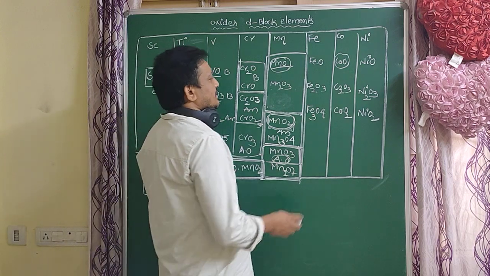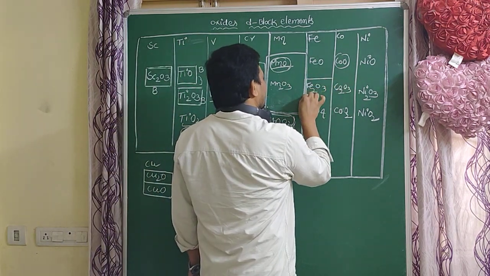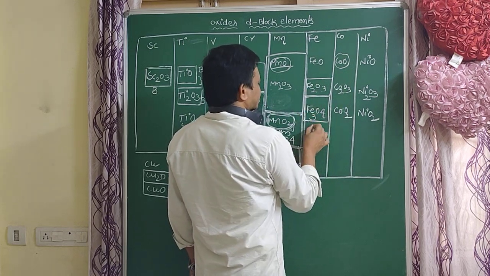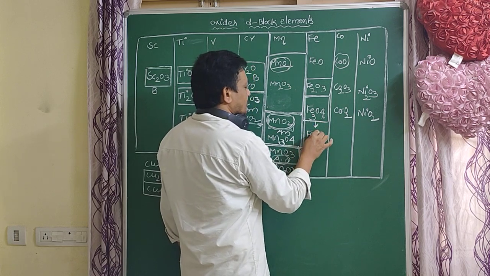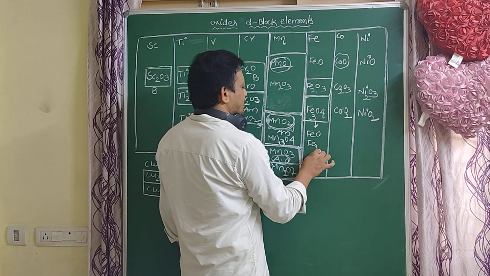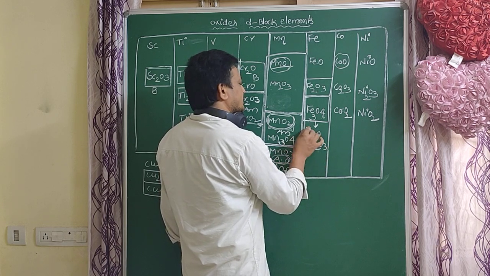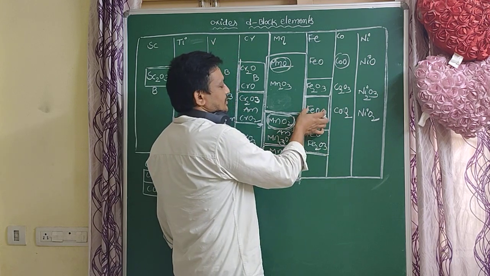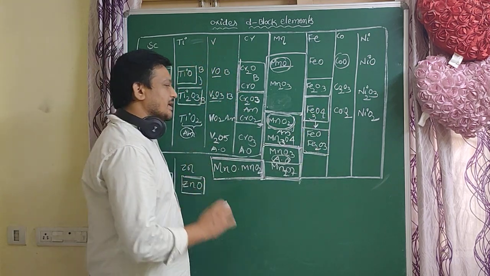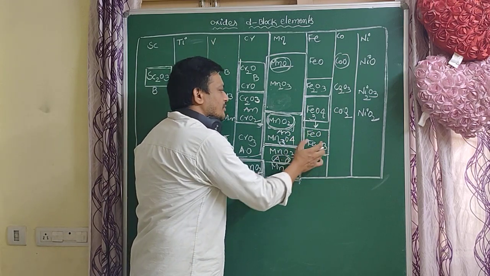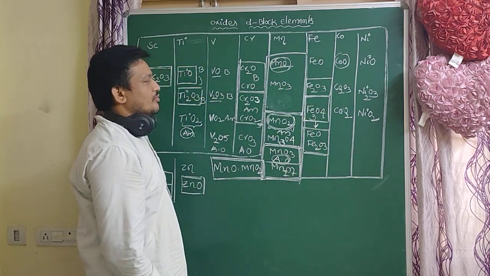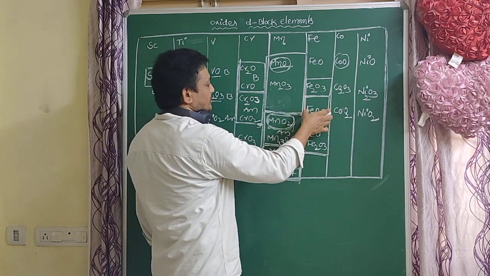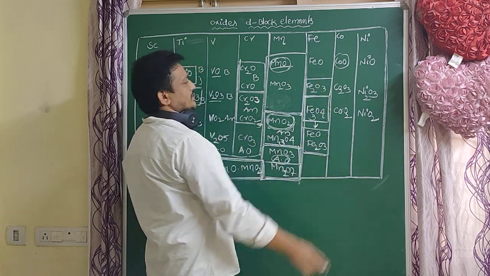So iron oxides Fe2O3 and Fe3O4 are the most stable oxides. Fe3O4 is a mixed oxide; it contains FeO and Fe2O3. These all are basic oxides. So the most stable oxides are Fe2O3 and Fe3O4.